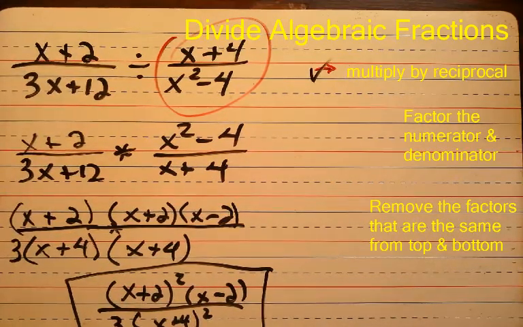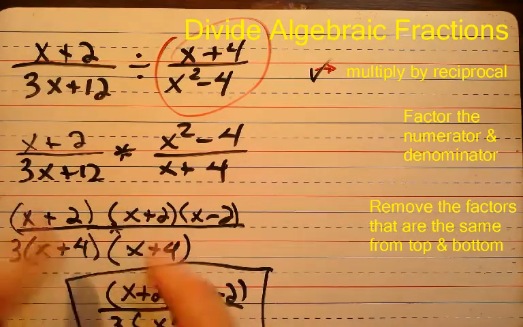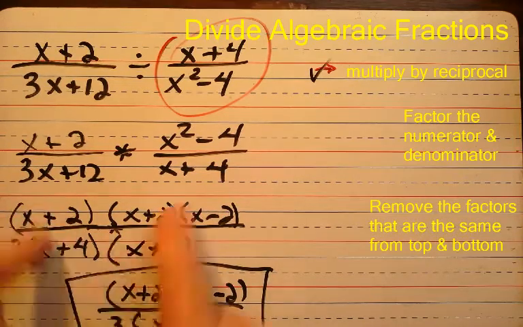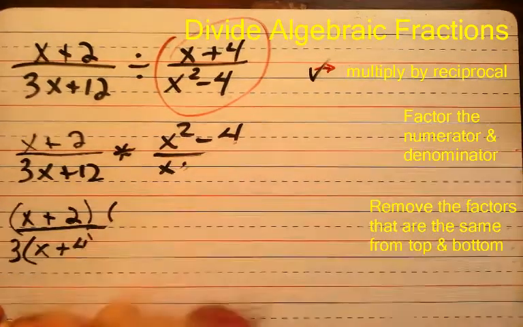Isn't that the craziest thing? Nothing canceled. You can't remove anything if there's nothing the same from top to bottom. You can't remove these. You can't remove those. They have to be the same from top to bottom, like yesterday. We're done. Look at that. Let's do another one.